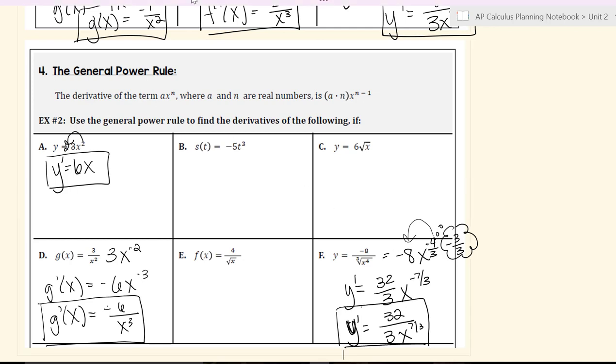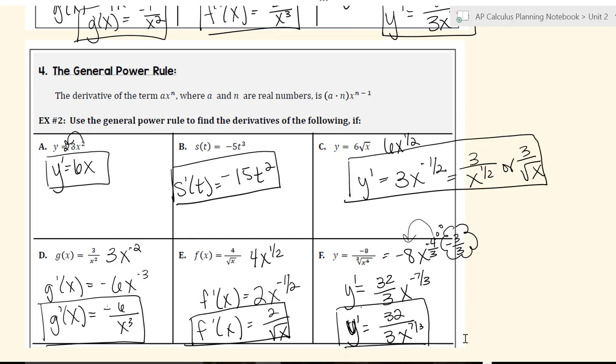Please press pause and then check the rest of these when you're finished. All right, guys, please check your work here. Hopefully you're feeling confident about this rule.